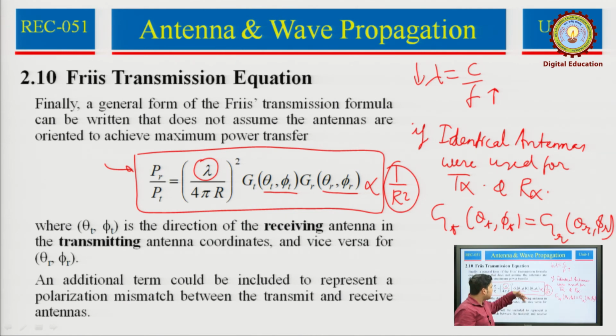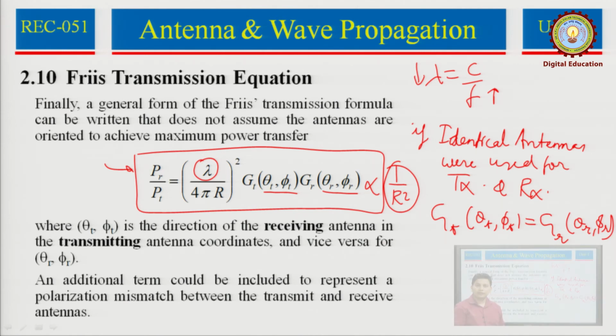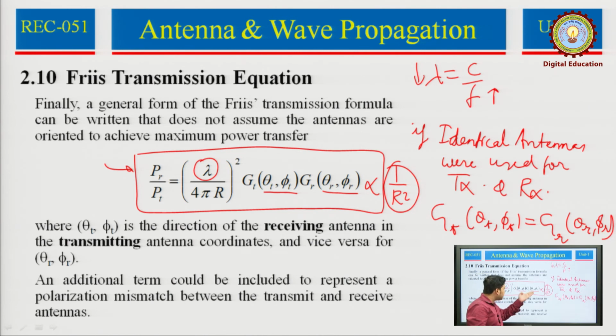You can further analyze in the form of directivity, or we can further analyze in terms of effective aperture. See the formula: in previous cases we can easily convert, because gain or directivity is nothing but 4 pi Ae upon lambda square. From that formula we can rewrite this formalization in terms of Ae and also in terms of directivity. So, this is about the Friis transmission equation.